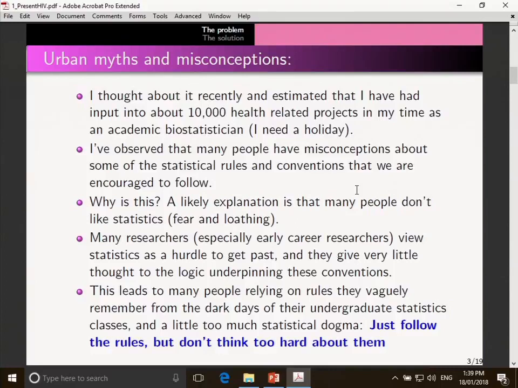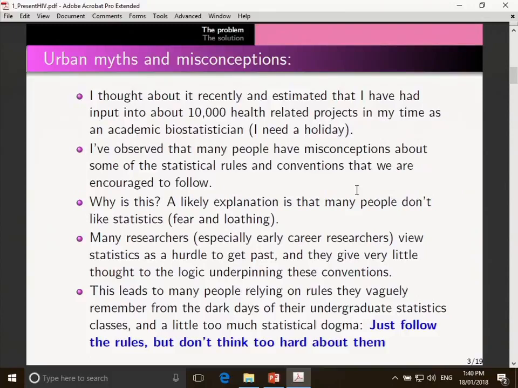So many researchers I've noticed, and this is especially the case with the early career researchers, those people just starting off in research, view statistics as a hurdle. It's a hurdle to get past. I'll just follow the rules. I can get past it with the IRB or ethics committee. I can get past it with the reviewers. I don't want to think about it, okay? And that's one of the things that leads to these major problems. It's actually not that hard, at least the parts I'm going to talk about today, why we have these conventions. Understanding these conventions, if we can think about it just a little bit, it makes a lot more sense.